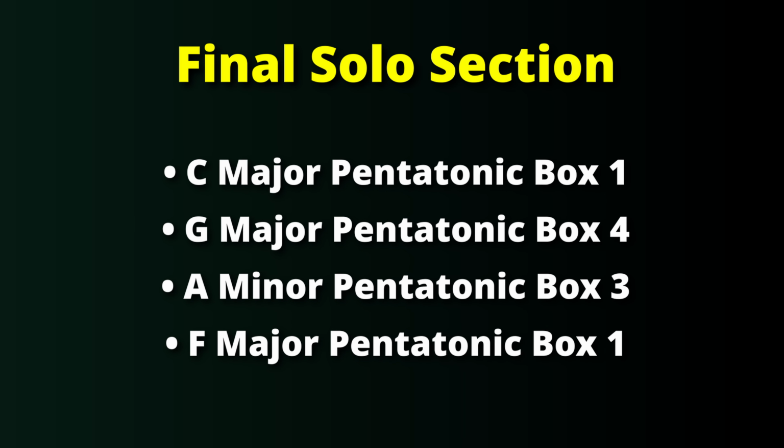So first up is C major pentatonic box 1 at the 5th fret, then G major pentatonic box 4 at the 7th fret, followed by A minor pentatonic box 3 at the 10th fret, and finally F major pentatonic box 1 at the 10th fret.